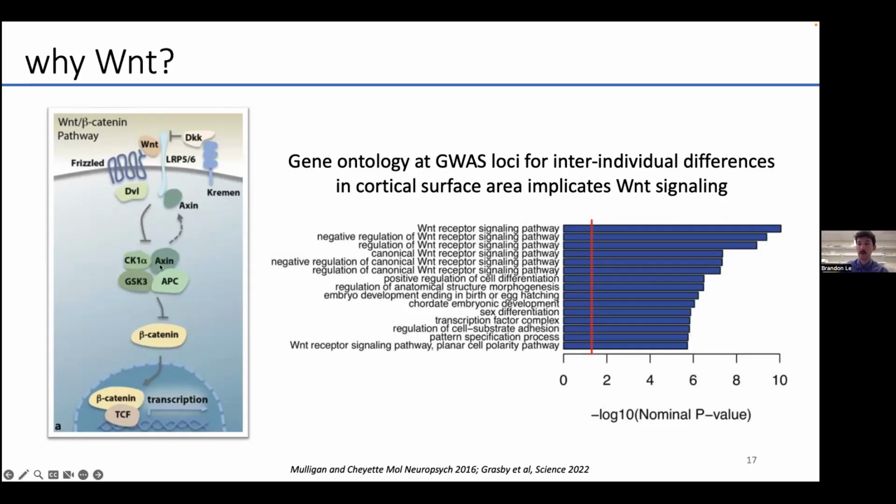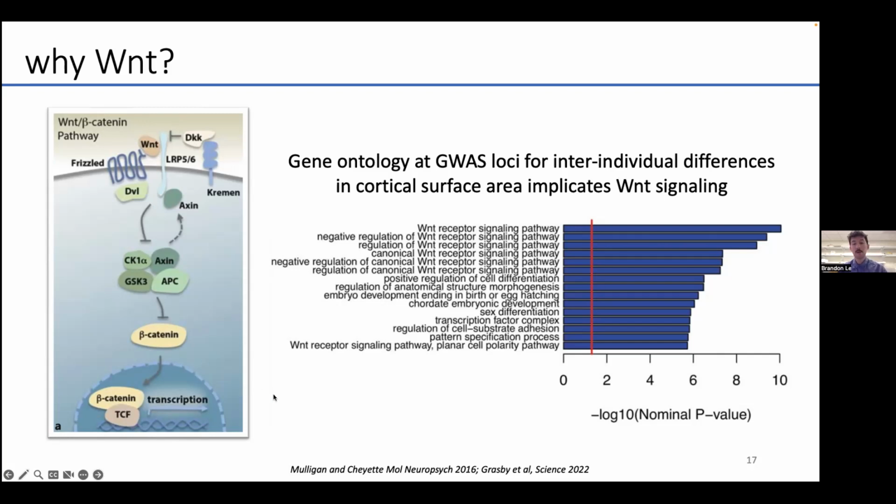And on the left, I have a cartoon of the canonical Wnt signaling pathway. And just to walk you through it briefly, it starts at the cell surface where there's a membrane-bound receptor called frizzled, and Wnt ligands will bind frizzled. And what that will do is it will destabilize this destruction complex that's made of axin and some other partners. And when this destruction complex is destabilized, it can no longer phosphorylate and target beta-catenin for destruction. And as beta-catenin accumulates, it's able to translocate into the nucleus and interact with other transcription factors like TCF-LEF and drive the transcription of Wnt target genes.